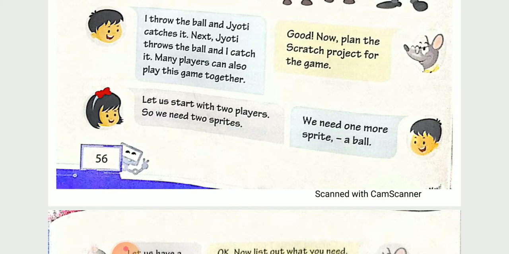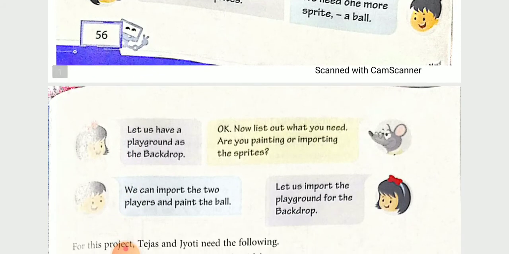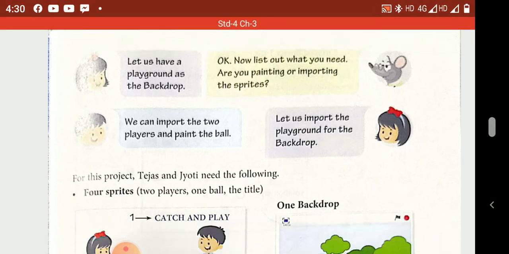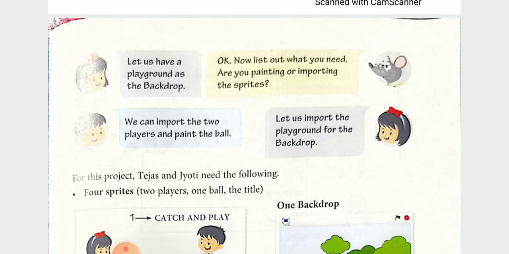We need one more sprite, a ball. Means first you need a sprite for the two players, and the second sprite is for the ball. Okay. Now let us have a playground as the backdrop. It means in the background of the game you drop one playground backdrop. So okay, now list out what you need. Are you painting or importing the sprites?